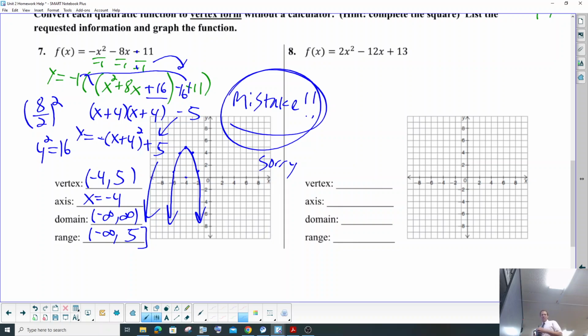All right, you guys, thanks for being here. Let's go. So we left off where I made a mistake, but we fixed it. That was number 7. So just be careful there with your minus symbols. It's an easy thing to do.